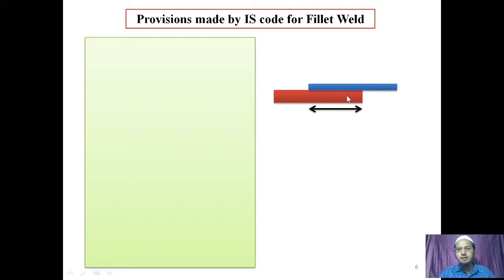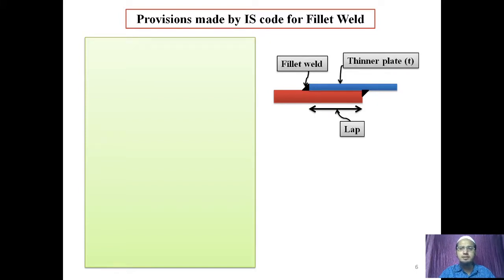Here you can see there are two members, where one member has a greater thickness compared to the other. The thinner plate is a gusset plate and this is our actual member, and they are overlapped. This length is your lap length, and these are to be connected by means of fillet weld. Now what should be the size of this fillet weld, what should be the lap length, and what should be the end return we have to provide as per the recommendations? In these terminologies, thickness means the thickness of the thinner plate, as you can see in the picture.